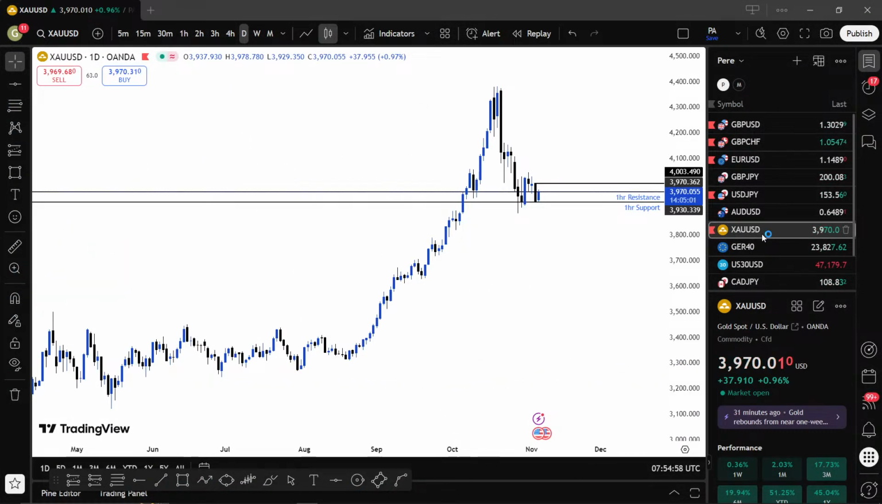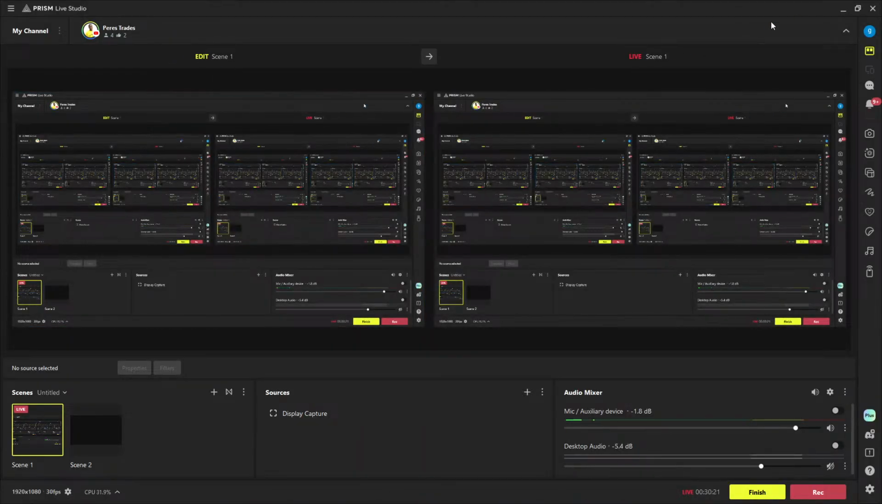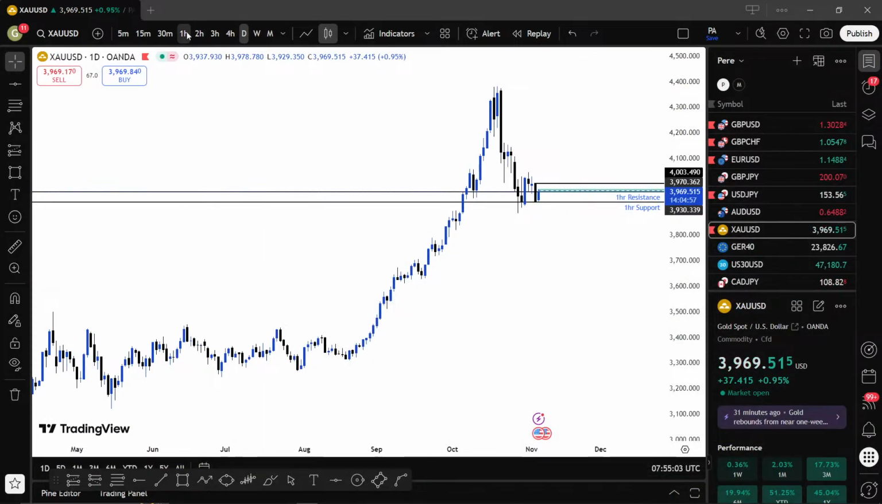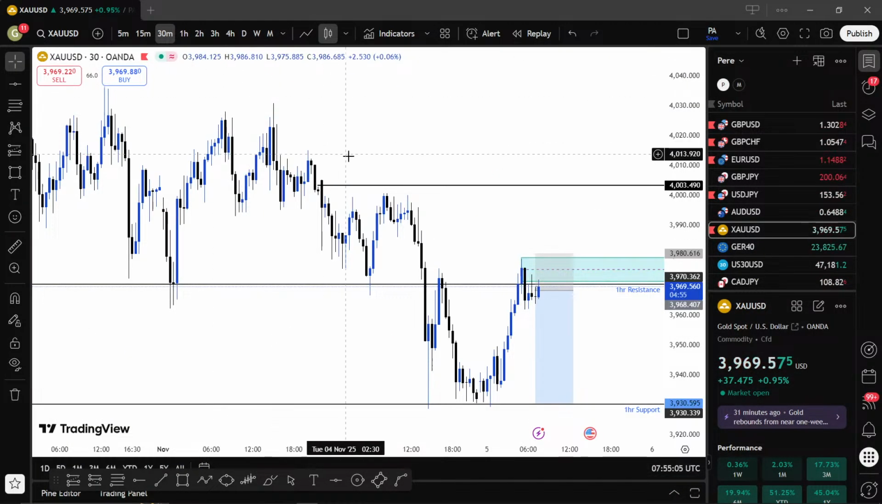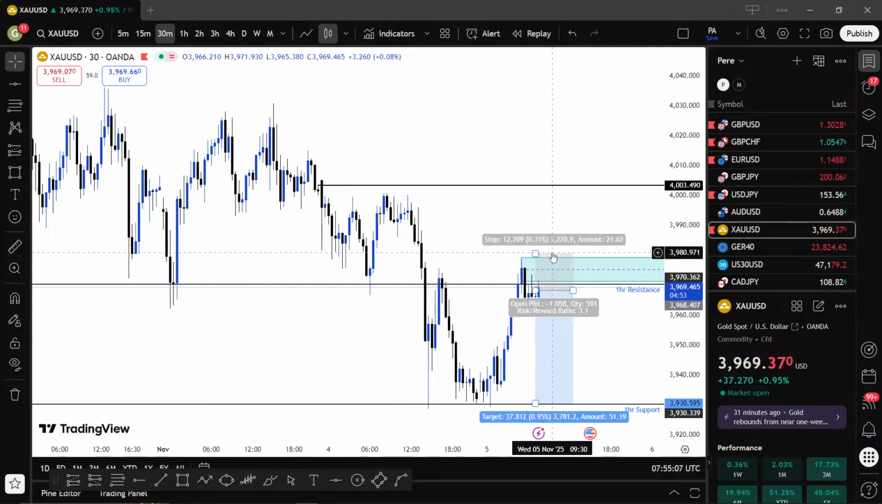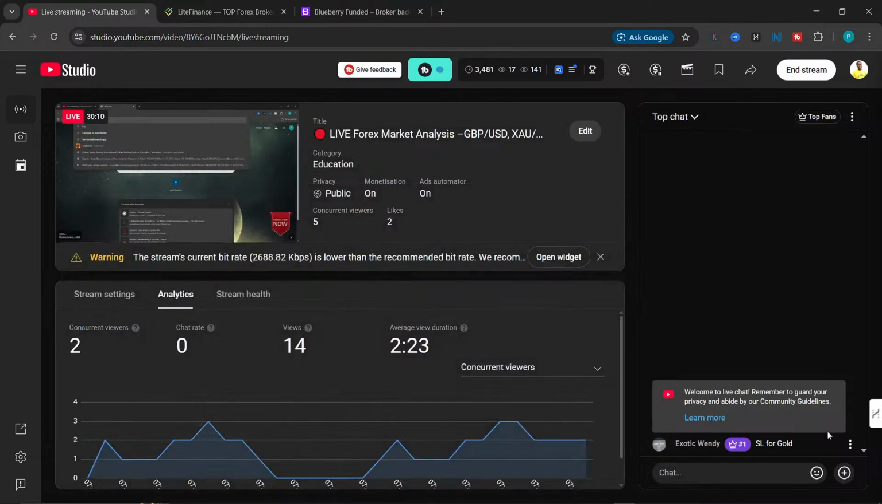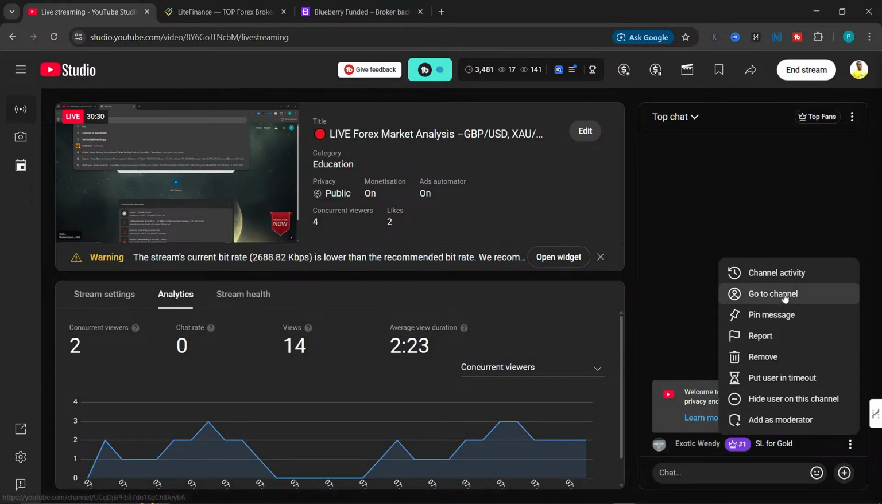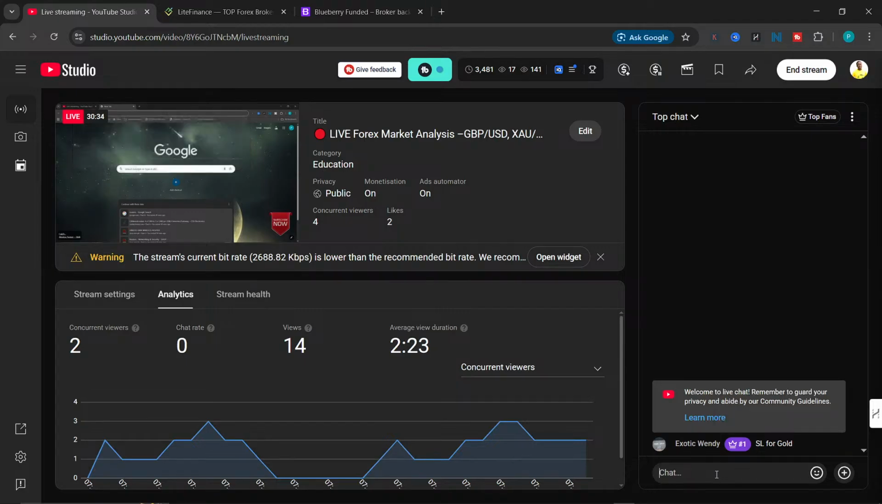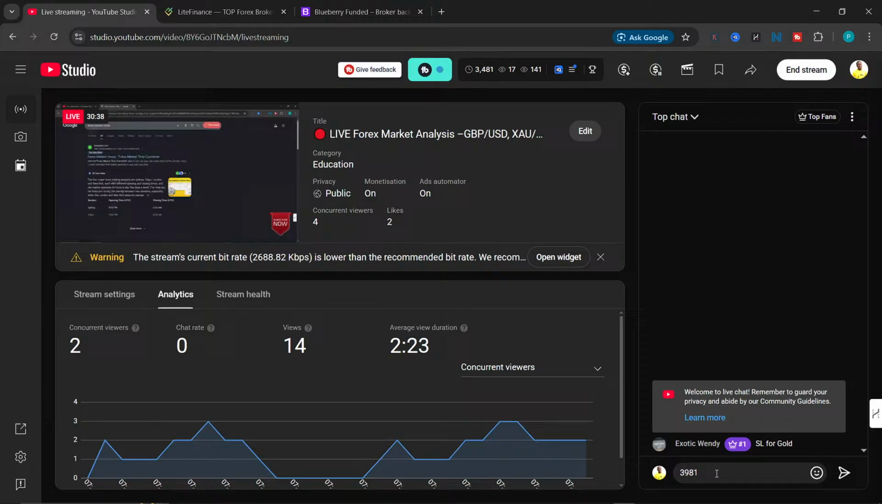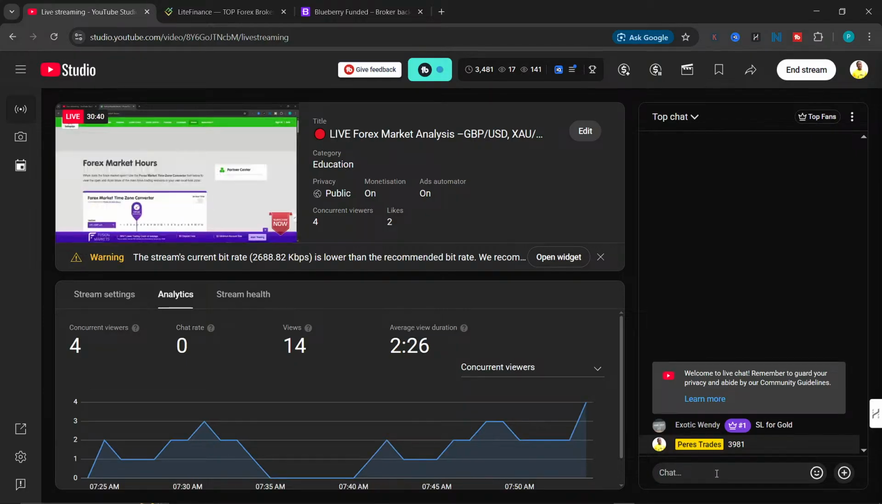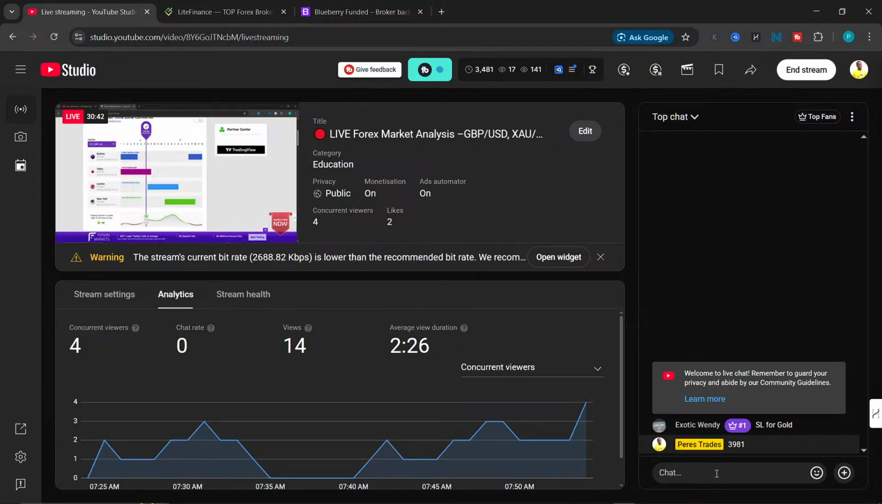On gold, let me come down to the 30-minute time frame on gold. So let me respond to this comment. On gold, the SL is actually 39.81. Just keep your SL at 39.81. So that is the SL for gold.